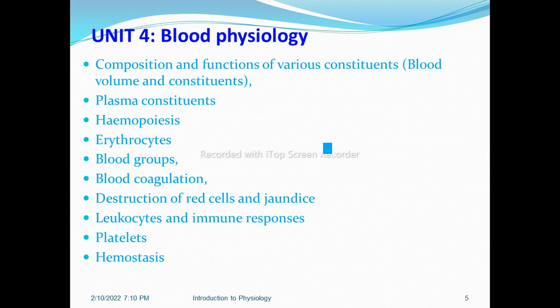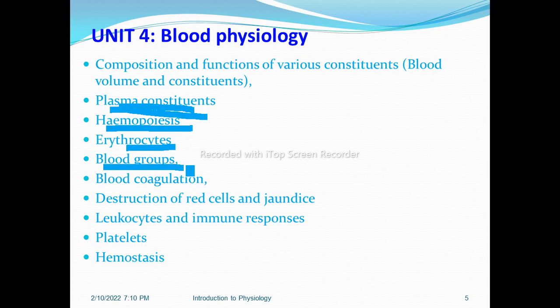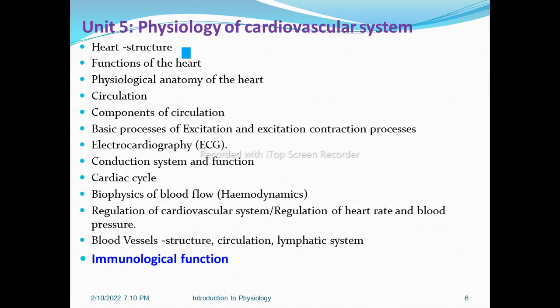And chapter 4 is about blood physiology. We will see the composition and function of various constituents of blood, like blood volume and constituents, blood plasma constituents, hemopoiesis, erythrocytes or red blood cells, blood groups and types of blood groups, blood coagulation, destruction of red blood cells and jaundice, leukocytes, immune system and platelets, and hemostasis, which will be covered under this chapter.